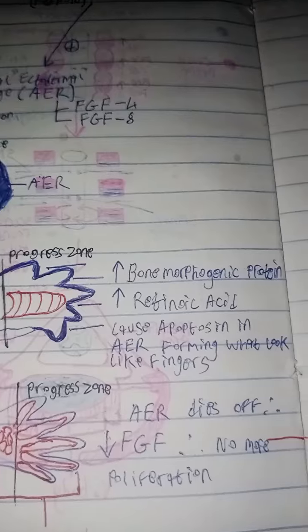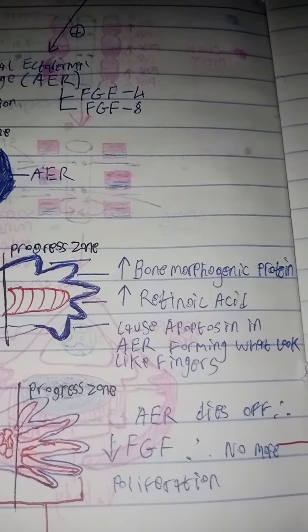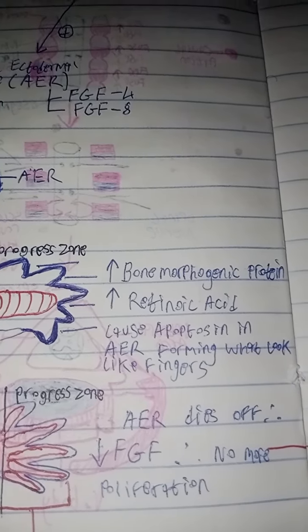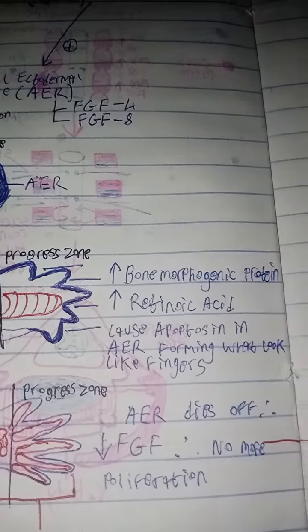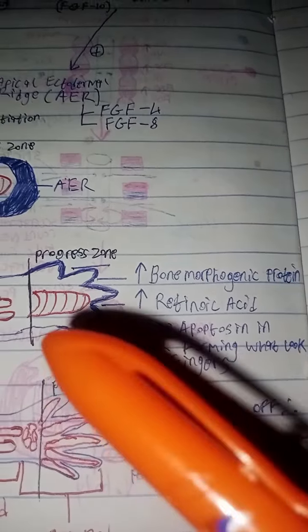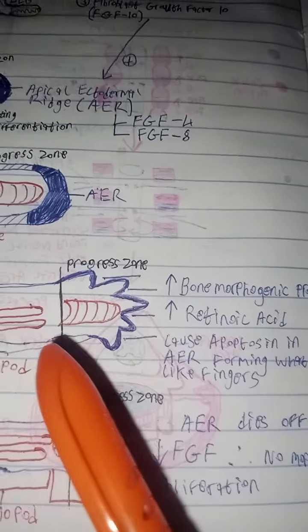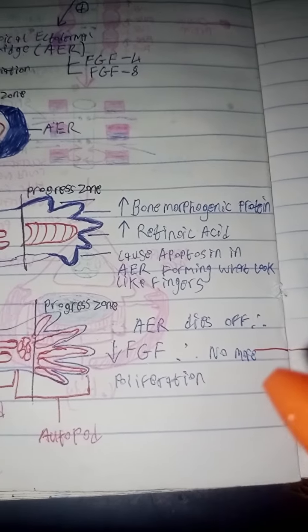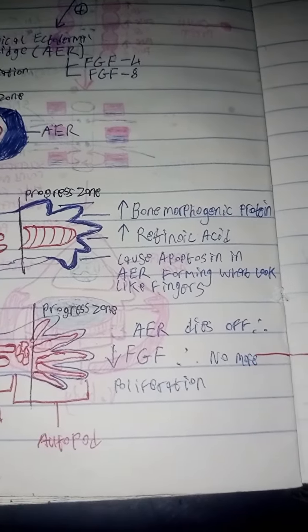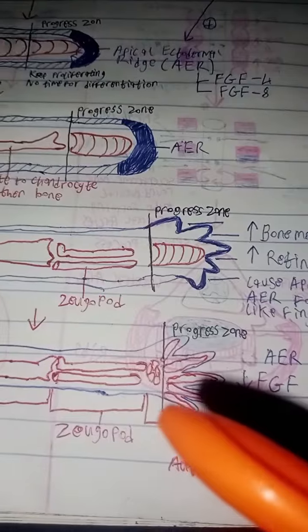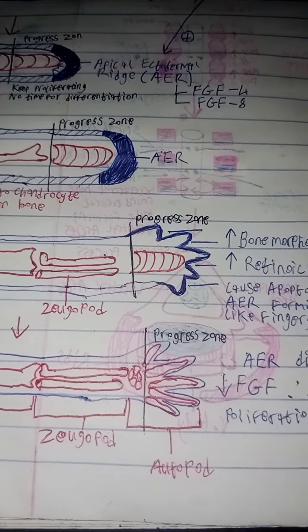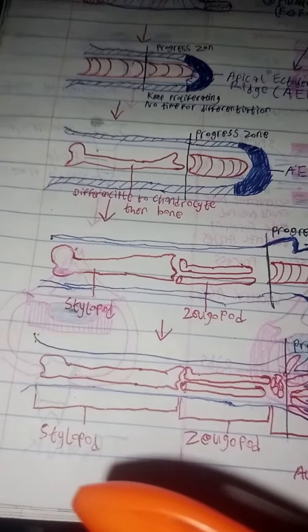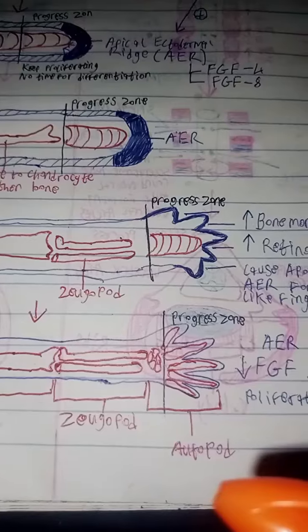Then what happens in this place? We have increased amount of bone morphogenetic protein, increased amount of retinoic acid, which causes the apoptosis in the AER, forming what looks like fingers. That's what's happening here. And eventually, this AER dies off. Therefore, there is reduced fibroblast growth factor, so no more proliferation. The mesoderm cannot differentiate further. So you now have your stylopod, your zeugopod, and your autopod.